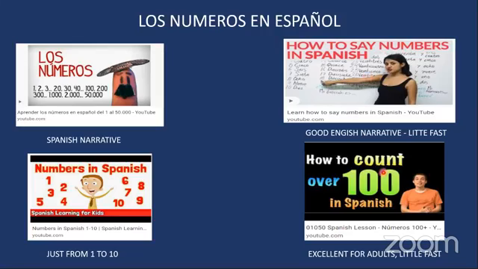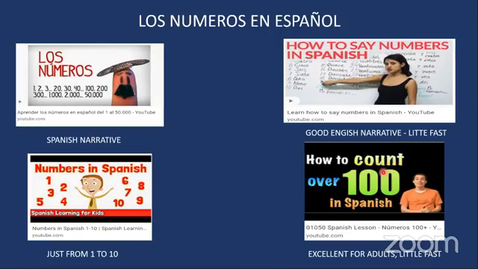One of the ones I like the most is the one in the lower right-hand side. It's called Spanish Lessons. I don't remember his name, but it's very easy to find him on YouTube. He counts the numbers from 0 to 100. Also, I will advise you to watch the lesson slowly because the pronunciation is very important. I think it's excellent for adults.